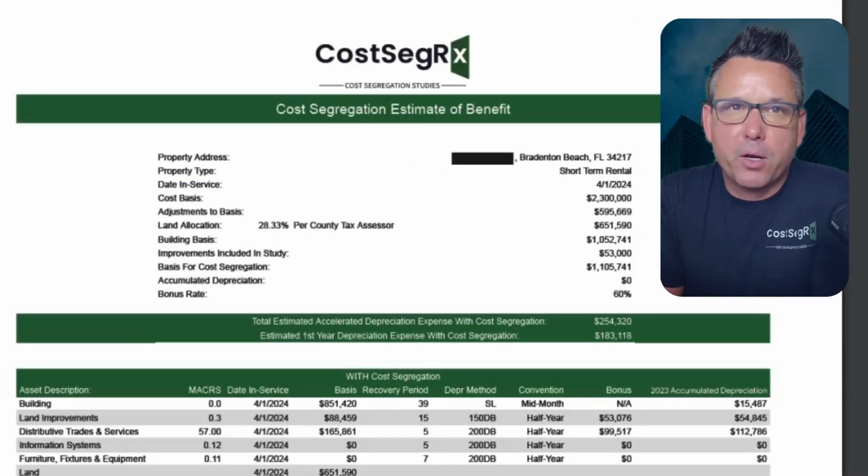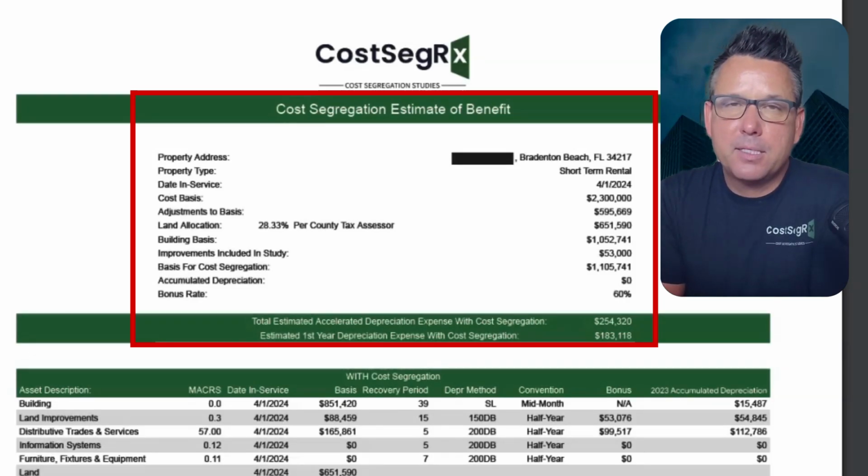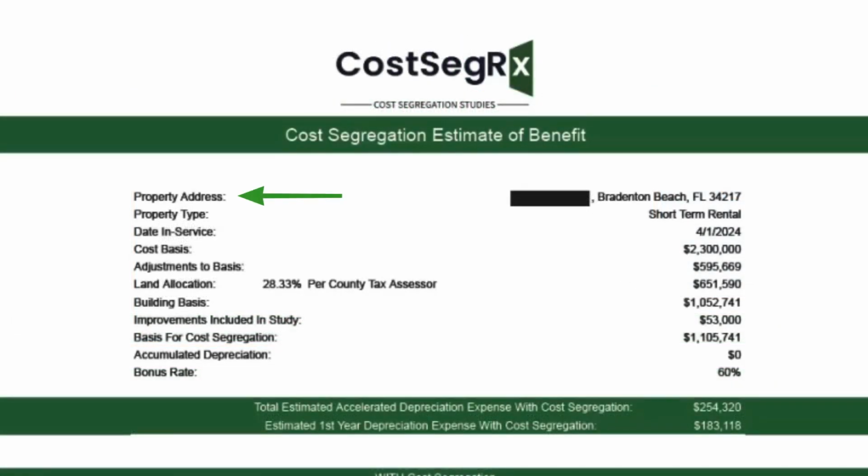So the first thing that you're going to look at is the top of the estimate. This is your original baseline asset table. This is how we come up with the basis for cost segregation. So you can see that this property's address is listed first. It's in Bradenton Beach, Florida.